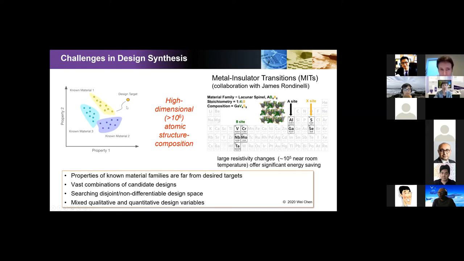And on the other hand, what we see is that the materials we know in the literature are usually very far away from the design target that we want. So we need a method which can go beyond the things we know and go to the location that we have no knowledge about.